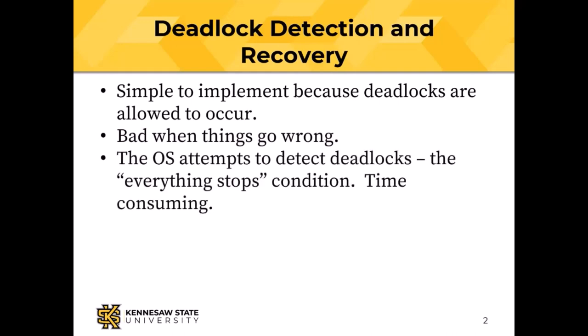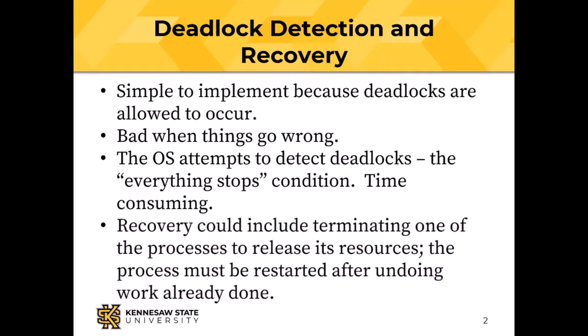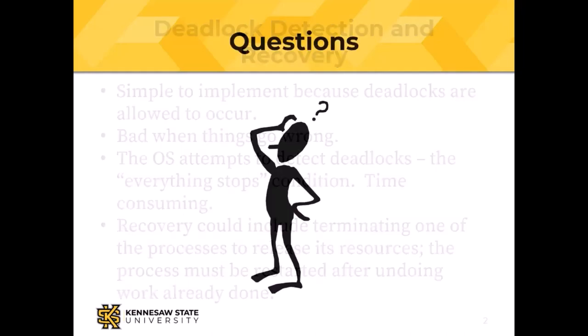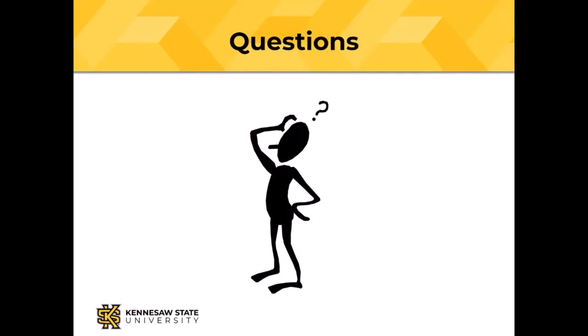The OS attempts to detect deadlocks, that is the everything stops condition, and even attempting to detect deadlocks is time consuming. Recovery could include terminating one of the processes. That'll release its resources, but then one has to undo the work the process has already done and then restart the process. So that is the end of what was supposed to happen.